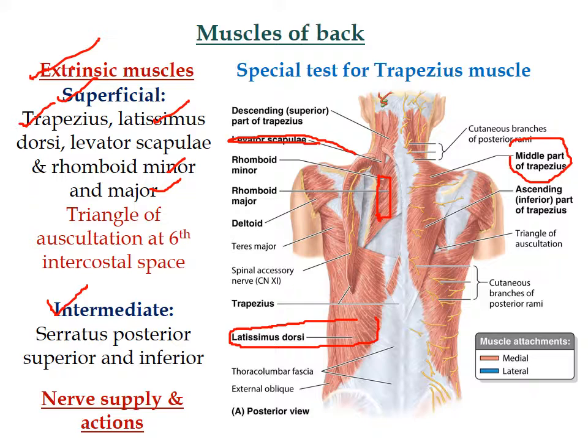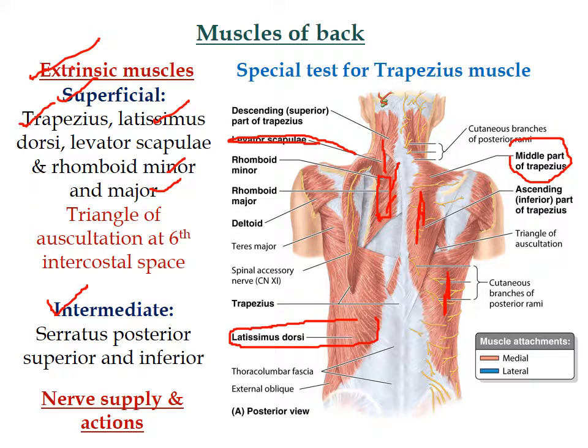You can see clearly trapezius, latissimus dorsi. If you take out the trapezius and latissimus dorsi, then you will find levator scapulae, rhomboides major and rhomboides minor. All these muscles are attached to the appendicular skeleton. They attach to the scapula and the humerus.